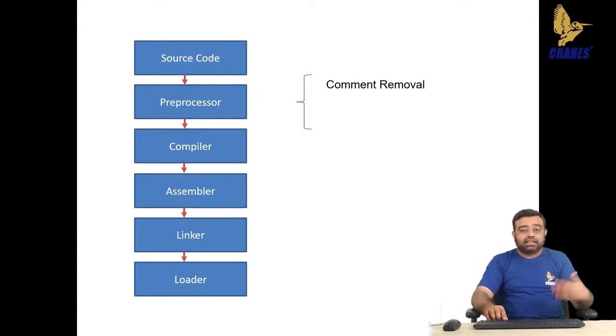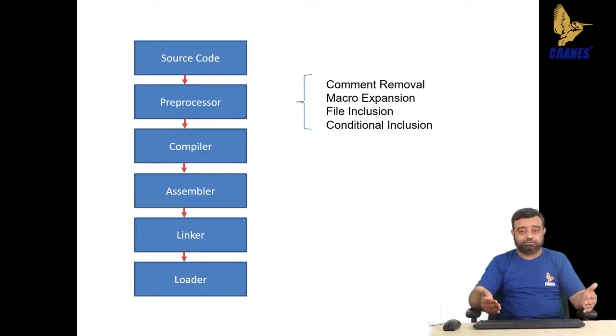The other task done by the preprocessor is macro expansion. Macros begin with #define, and we'll study more about macro expansion later in the session. Then it also performs file inclusion. File inclusions begin with #include. That is also handled by the preprocessor. And finally, conditional inclusion, which uses #if. It's basically used to decide what code to include for compilation and what code to exclude from compilation.